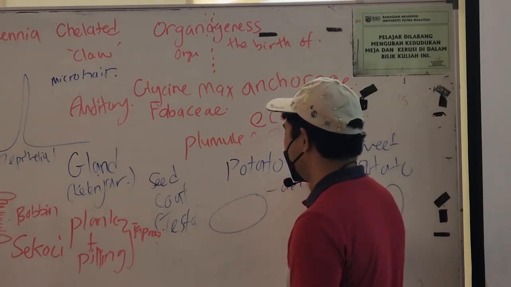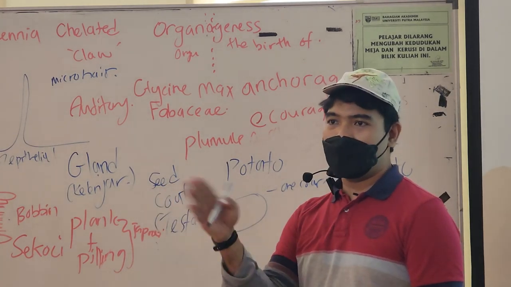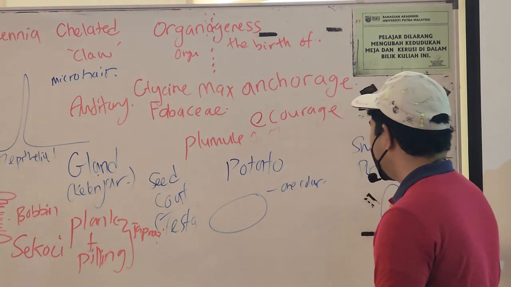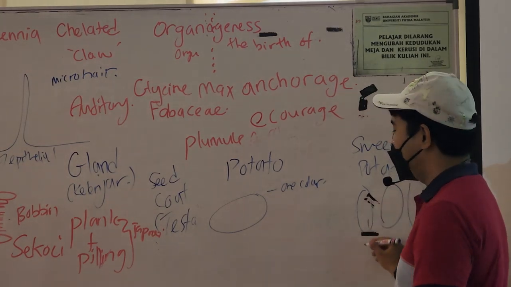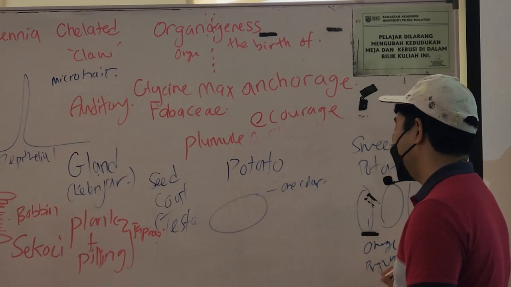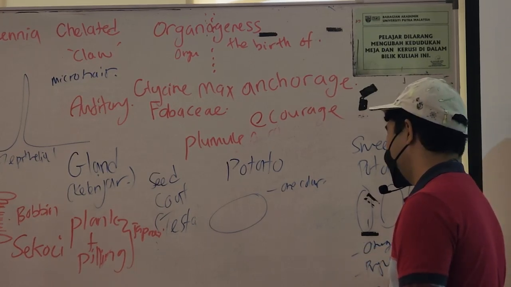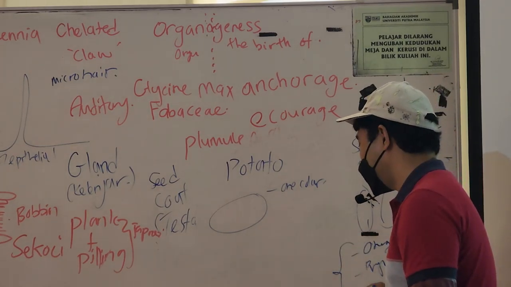Potato is one color, pretty much. It's either yellow, brown or something in between. Sweet potato can be many colors. What color? Orange. Purple. Yes, red. Can be very colorful. Why are they colored? There's a pigment in here.